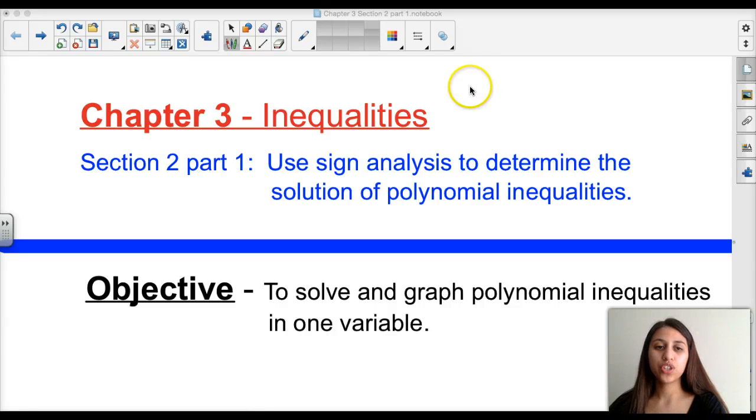Okay, so continuing in Chapter 3 on inequalities, this is Section 2, Part 1, and we'll be using a sign analysis to determine the solution of polynomial inequalities. So the objective of all of Section 2 is to solve and graph polynomial inequalities in one variable, but again, Part 1 is just focused on using a sign analysis.